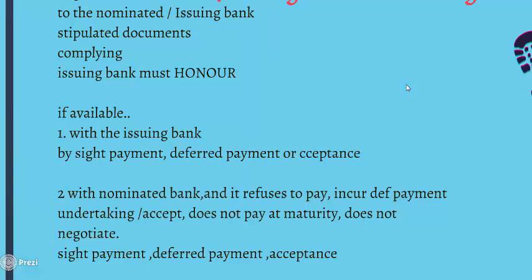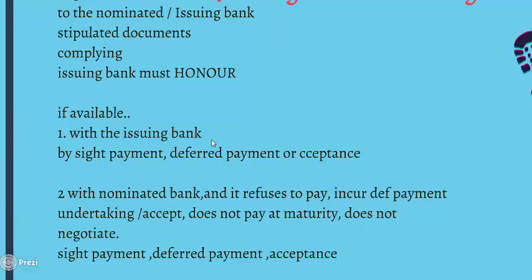And if the documents are complying, it means complying with the terms and conditions of the credit, the standard banking practice, the standard rules, UCP. If it is complying, then the issuing bank must honor. The word used here is must. Why? Because the issuing bank issues an irrevocable definite undertaking. That's the definition of credit. So if complying stipulated documents are presented, whether to the nominated bank or the issuing bank, the issuing bank must honor.